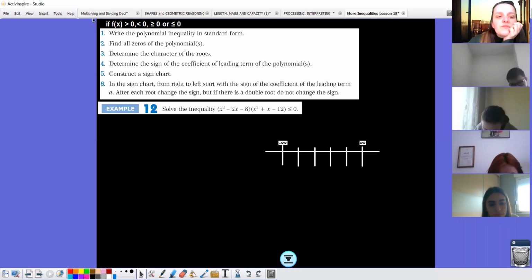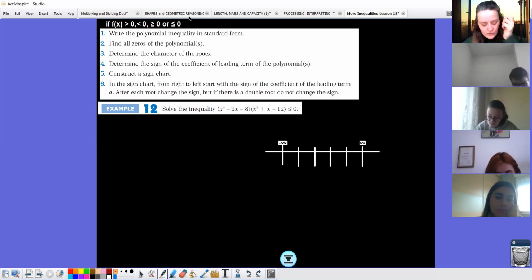Here it says, first step, write the polynomial inequality in standard form. We know this always for solving it. Firstly, we need to write it in standard form. Then find all zeros of the polynomial, the roots that we are finding. Determine the character of the roots. It's about if it is a double root or not, because you know a double root will change the sign chart. And the fourth step is determine the sign of the coefficient of the leading term of the polynomial.